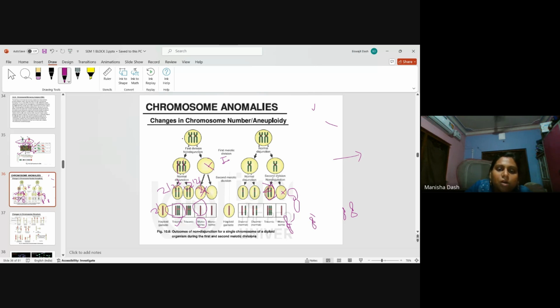So actually the non-disjunction at meiosis 1 is more dangerous because it will produce all 4 aneuploid gametes, whereas the non-disjunction in meiosis 2 is less dangerous because at least 50% of the gametes are normal.